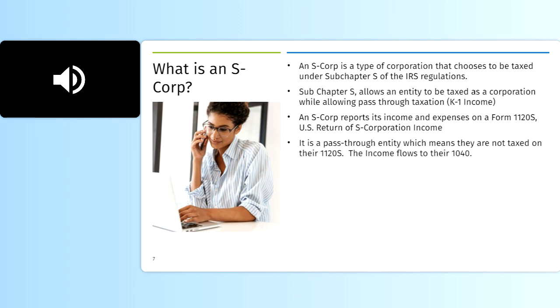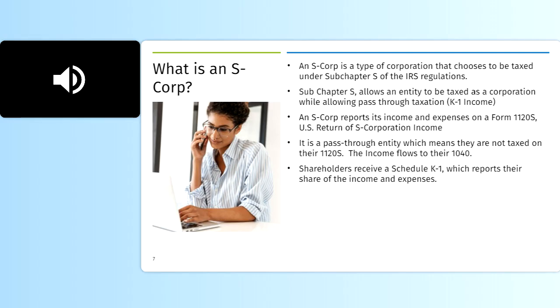I've said this many times, and there's a reason I've said this many times. There may be a polling question on this coming up here in just a few slides. But once again, it's a pass-through entity. There are no taxes on the 1120S itself. The income flows through to the 1040. And the K1 is really the most important section of all of this. The K1 has to be right.